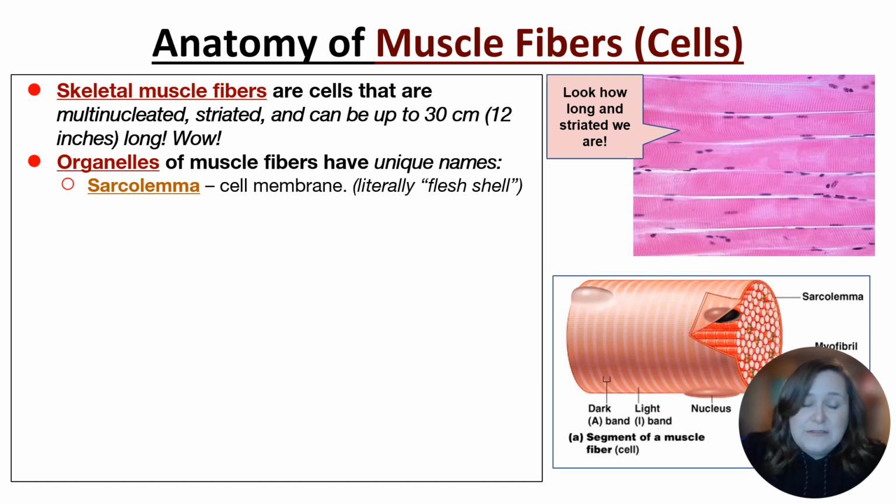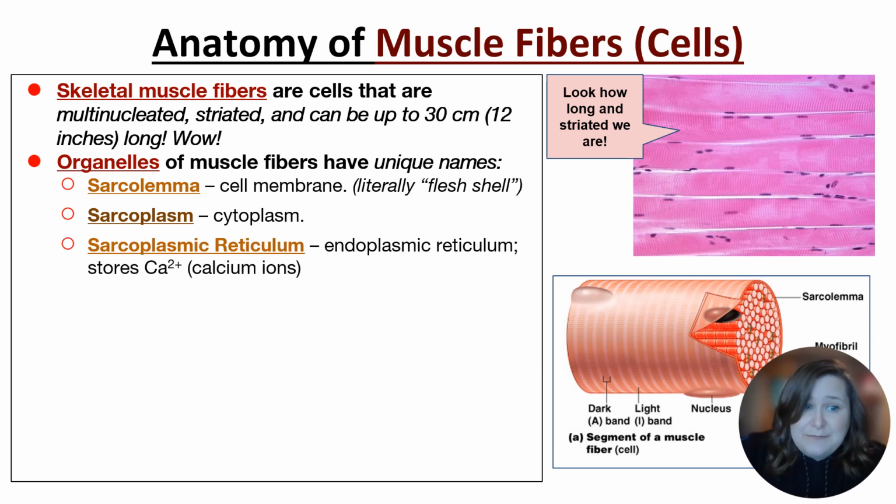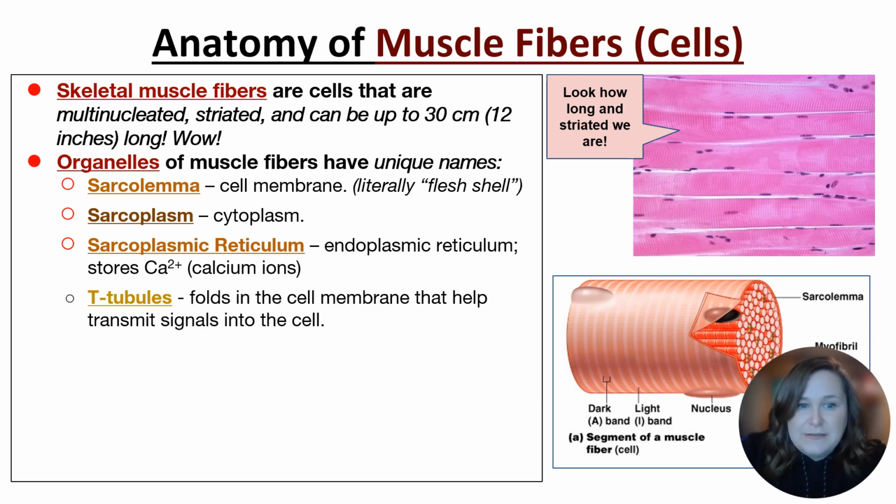The muscle cells are going to have a cell membrane. That cell membrane, when it's in a muscle cell, we're going to call a sarcolemma. The cytoplasm of the muscle cell, we're going to call sarcoplasm. And the endoplasmic reticulum, which is so important because it stores the calcium in our muscles, and we will talk a lot later on about how important that calcium is to those contractions. The endoplasmic reticulum is called the sarcoplasmic reticulum in muscle cells.